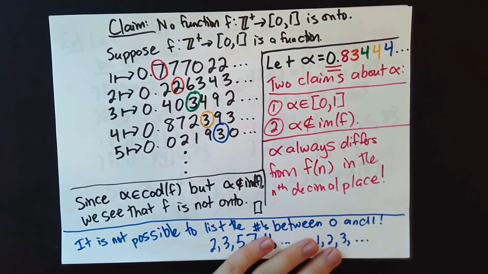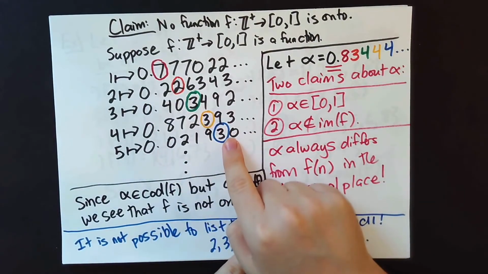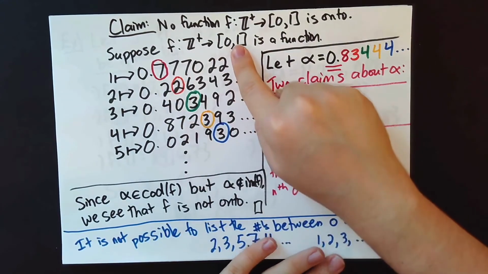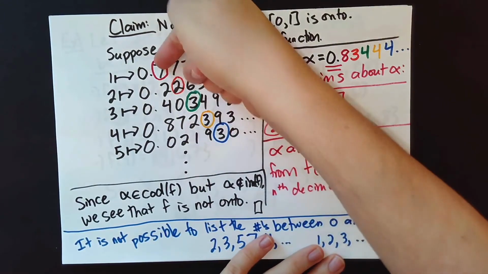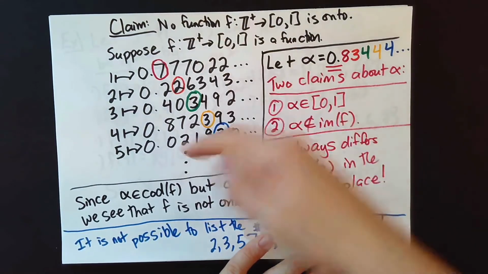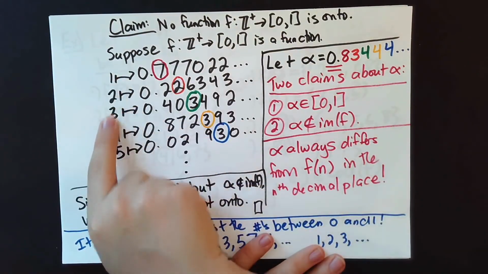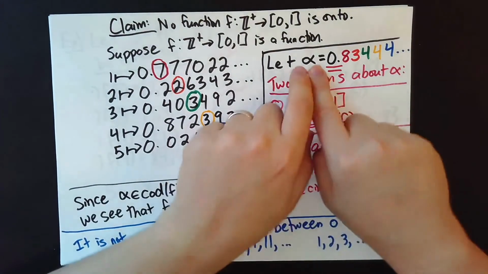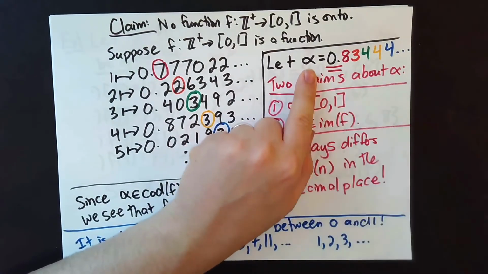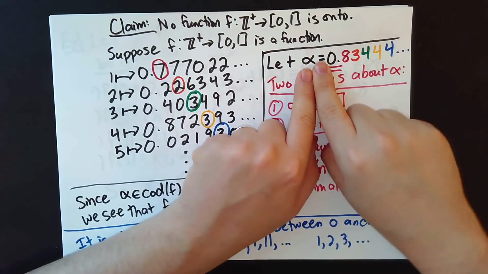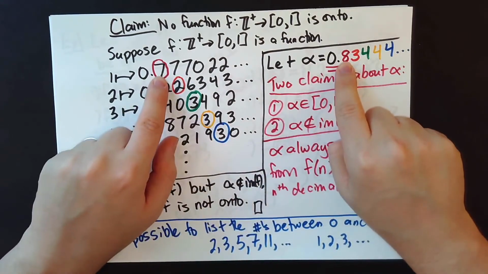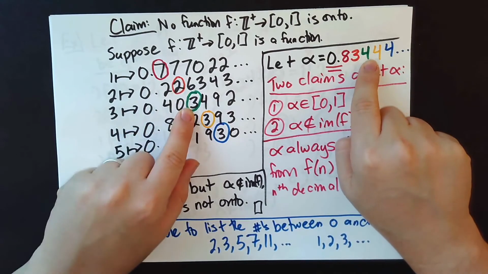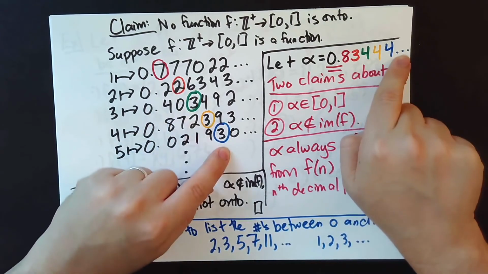Just to remind you, that proof was here, where I supposed I had a function from the positive integers to the interval 0, 1. I wrote down all of the decimals of all of the numbers f of 1, f of 2, f of 3, f of 4, f of 5, and so on. And then I wrote down this weird number, and the way I made the number was to make it so that it disagreed in the first digit with the first one, in the second digit with the second one, in the third digit with the third one, in the fourth digit with the fourth one, and so on.